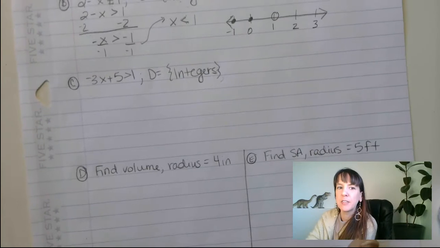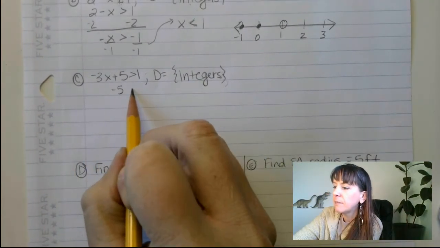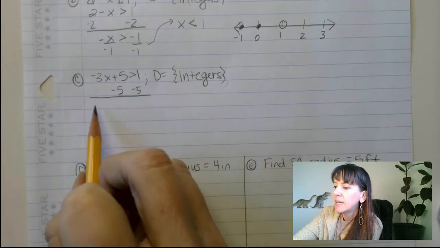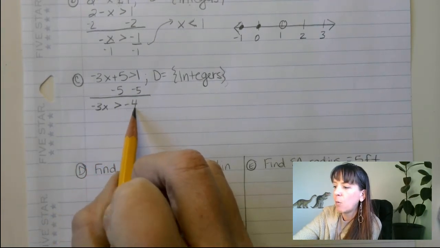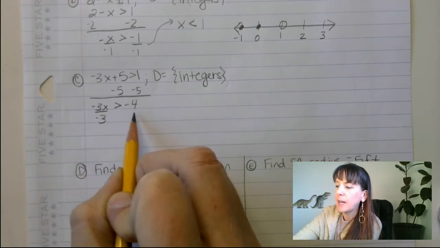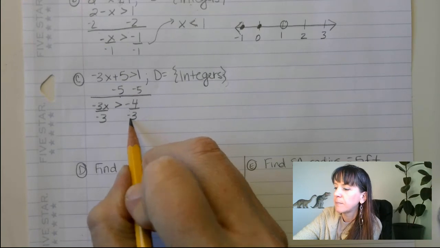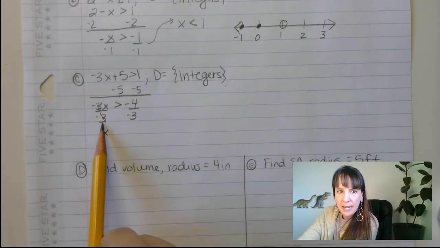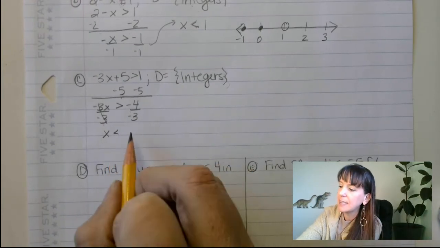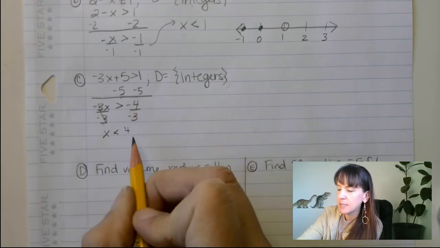All right, so for this guy, we want to get that x by itself, so we're going to subtract 5 from both sides. -3x is greater than -4. Divide both sides by -3, and see, subtracting doesn't matter. You don't change the signs then, only when multiplying and dividing by a negative. So then that's going to be x, but we divided by a negative, so flip your sign, is less than 4/3. Negative divided by negative is a positive, so 4/3.